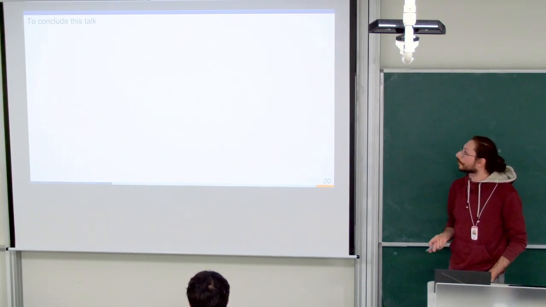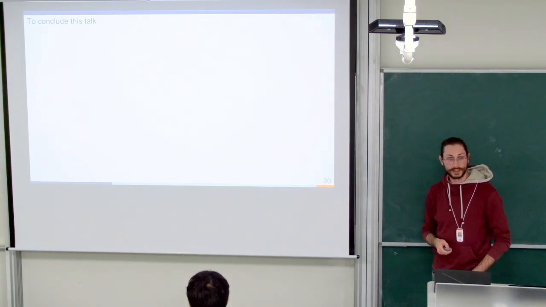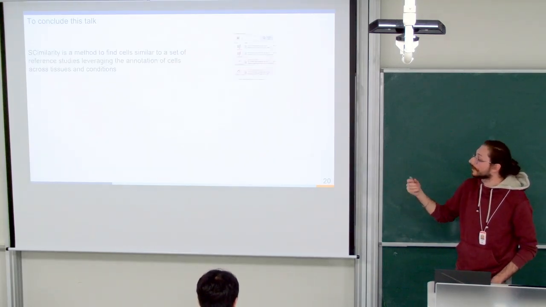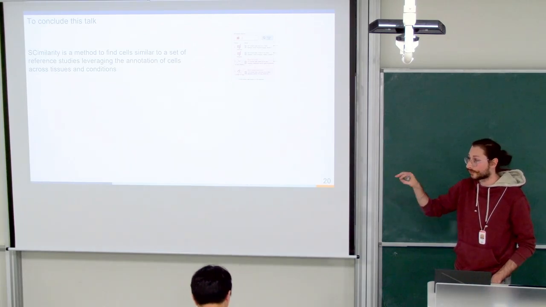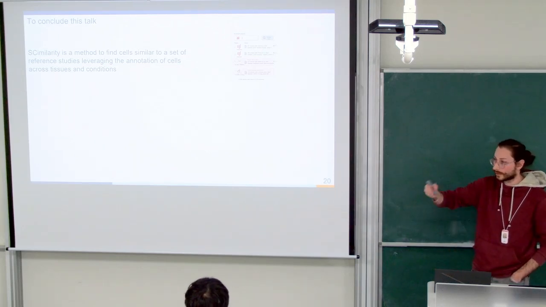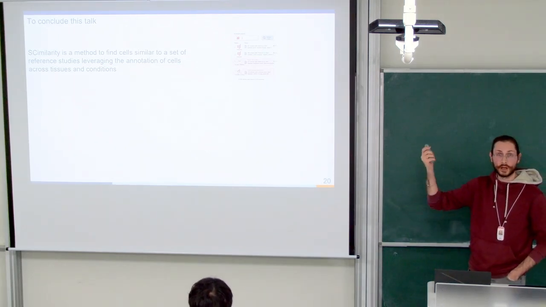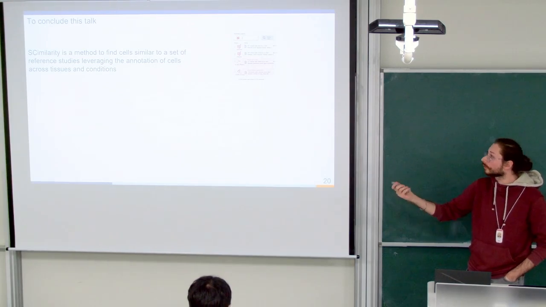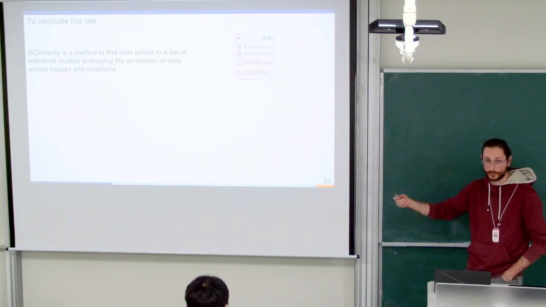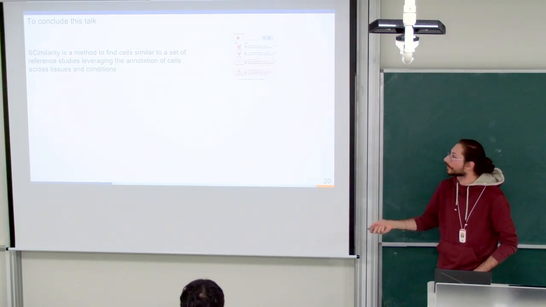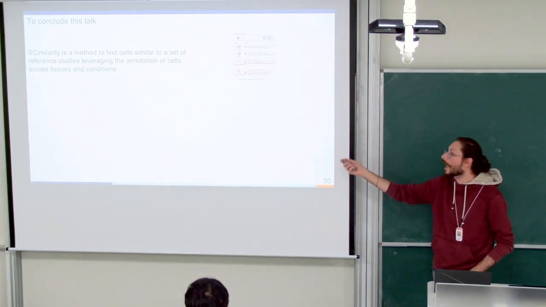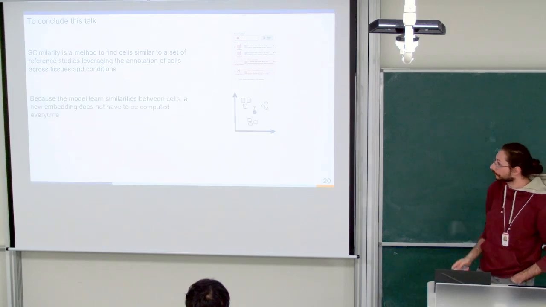So to conclude this talk, let me summarize some key points. First, we have a tool that is able to find cells in a reference set that are similar to an input set that we give it. So we are able to understand in an unknown data set what our population is, in which studies cells are similar, and we are able to gather information about the tissues and the conditions as well.